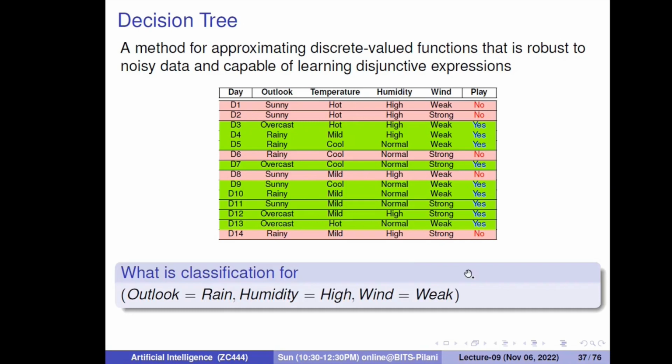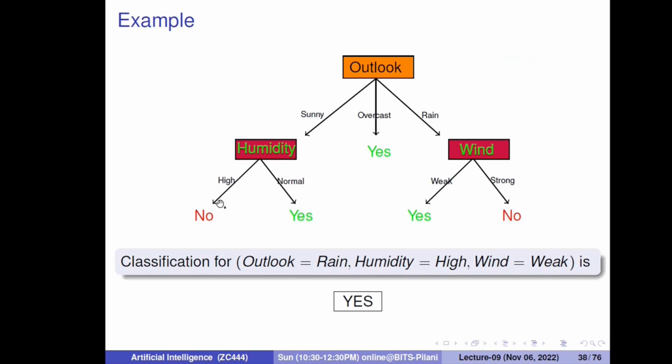So this was a table that was given to me. I wanted to find the classification for rainy, humidity high, wind weak, but I'm not telling the temperature value. Even then, using the tree that we came up with a few minutes back, we can find the classification. How? Initially outlook is equal to rainy, so you come this way. Then wind is needed, wind was weak, so you come here and say that the classification is yes. I have not told you the value of temperature, and of the three values I told you, humidity was not needed to find the classification.